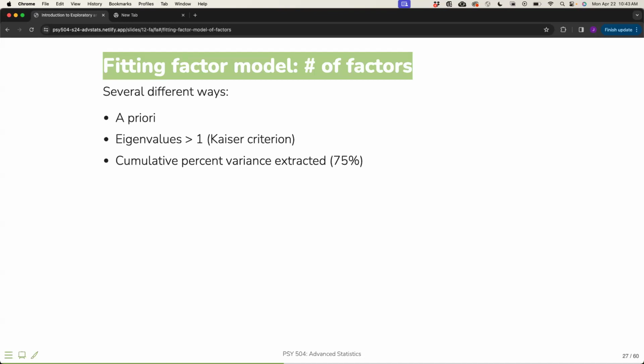The other one is the cumulative percent variance extracted. Essentially what we're doing here is tallying up all the factors until we reach about 75% cumulative variance. That's how many factors we would take if they total up to 75% of the variance.